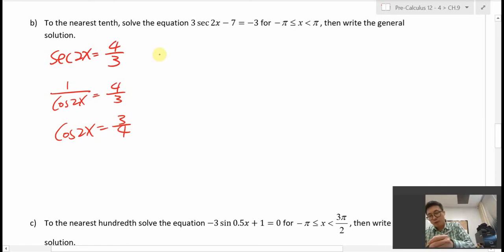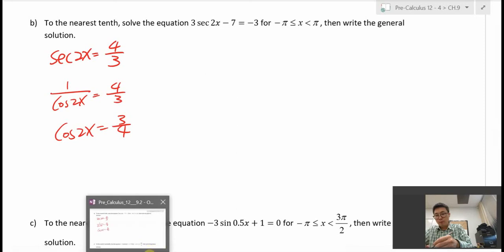I know a lot of people do something weird, I can't remember what you do anymore, but be careful. It's not cosine of 1 over 2x equals 4 over 3, something like that. I think some people do it like this. Just be careful, okay? You flip the entire cosine.